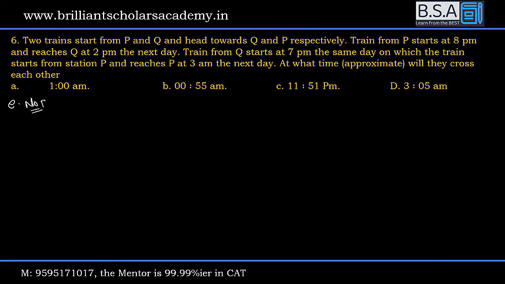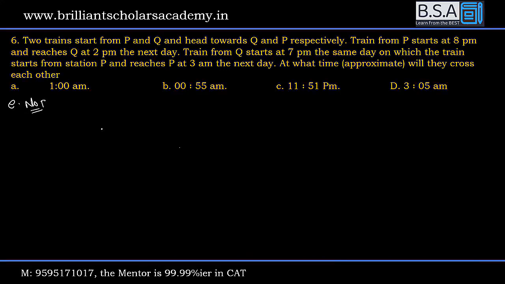So please notice, the distance is not known to you. The individual speeds of trains are not known to you. What you know is how much time an individual train will take to cross. That is the only hint given to you.